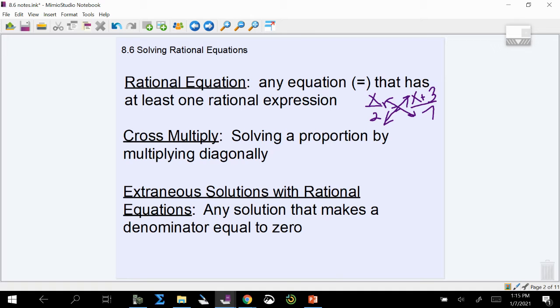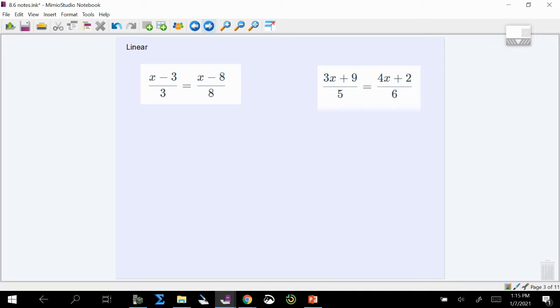So this video is going to focus on linear rational equations, and then I'll make my very last video on quadratic rational equations. These are coming straight from Delta Math, so you get to see exactly what they are expecting you to have. When you cross multiply, you multiply across the equal sign diagonally. You do have to distribute a ton with these, lots and lots of distributing.